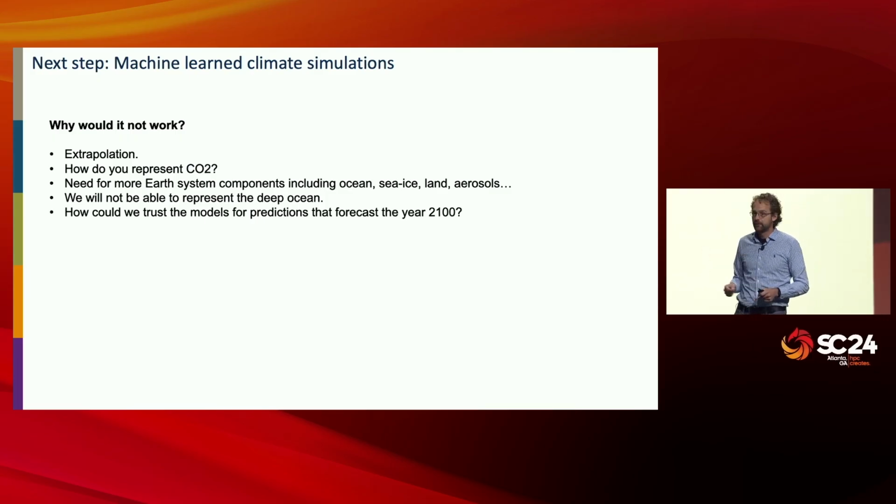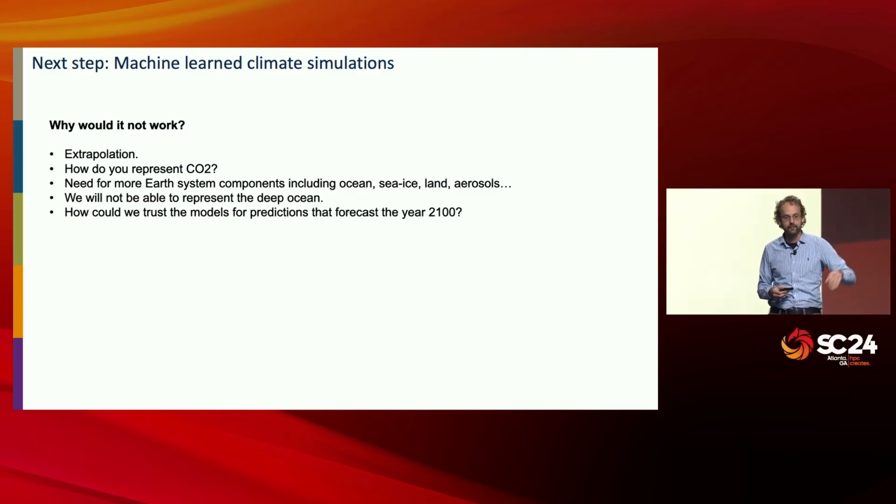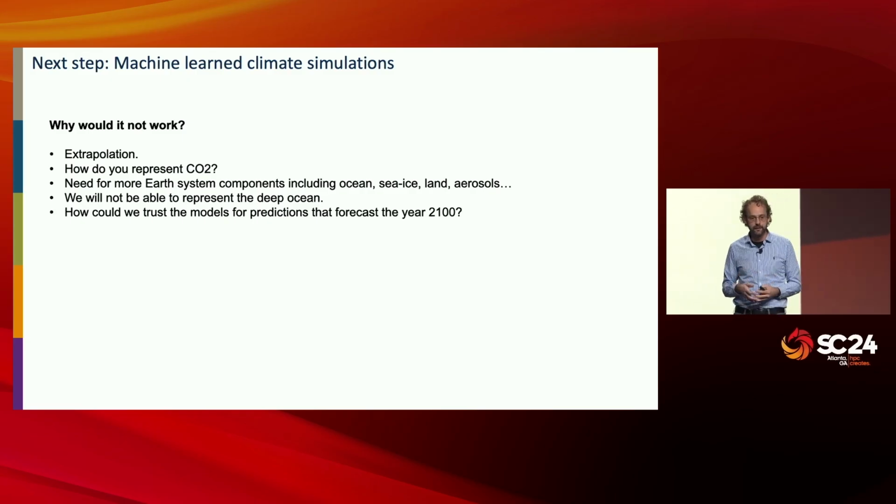The next question is how to represent CO2. So these models that I showed you so far, they don't even know CO2. They just realize probably that it's getting warmer over time, but we didn't really give them any information about CO2 in principle, and even if you do so, you will also need to extrapolate into the future. We also need more components. So for weather prediction, an atmosphere model is doing fairly well, but for climate simulation, you really need an ocean model, you need a sea ice model, you need aerosols, and all these kind of things.